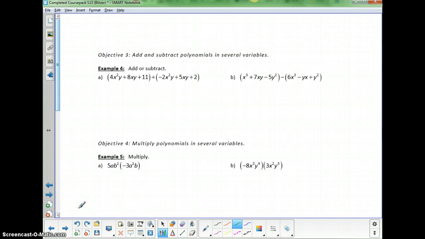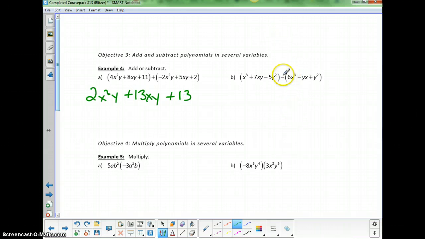In the next example, we're going to combine like terms to add or subtract these polynomials. Here I've got addition, so let's just go ahead and add like terms. 4x squared y plus negative 2x squared y is 2x squared y. 8xy plus 5xy is plus 13xy. And 11 plus 2 is 13.